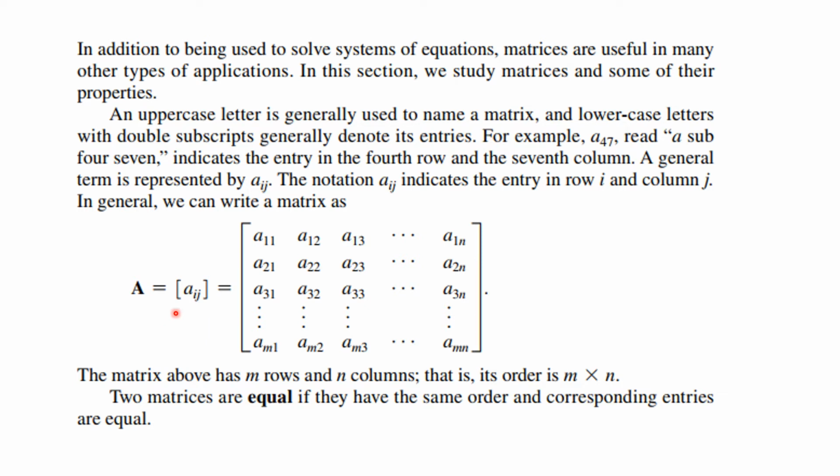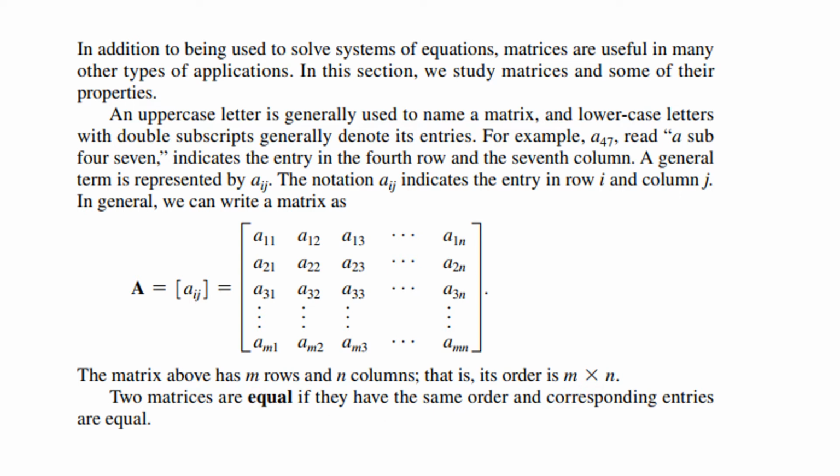So this is what a matrix looks like. You have rows and columns. The i always represents the row and the j represents the column. So this is the first column, and this is the first row, second row, third row, and mth row. Similarly, going across here, this is first row, first column, first row, second column, first row, third column, and first row, nth column. The matrix above then has m rows and n columns, and so the order, the dimension of the matrix, is m times n.